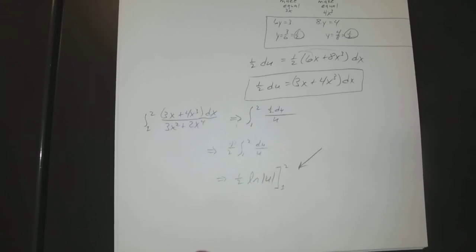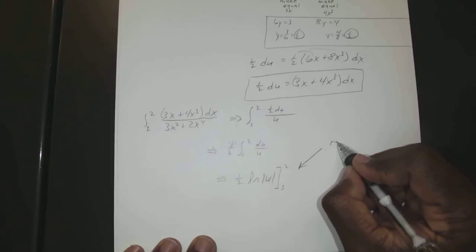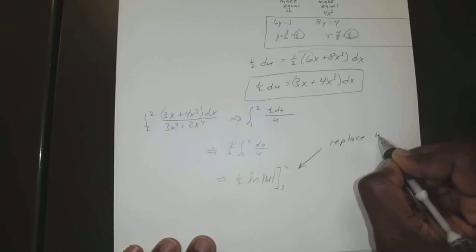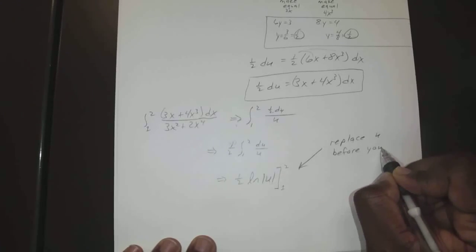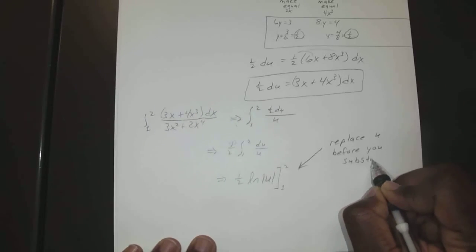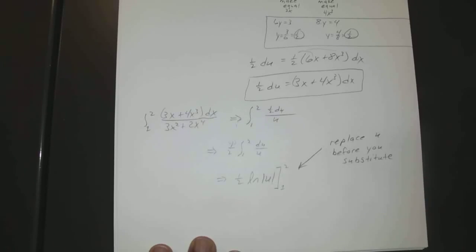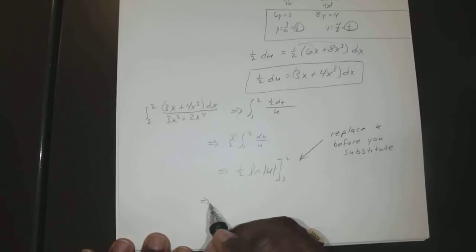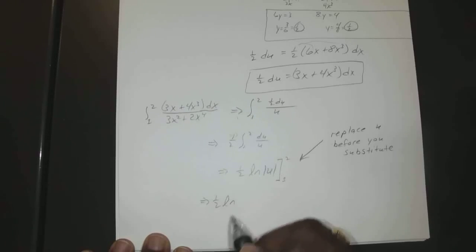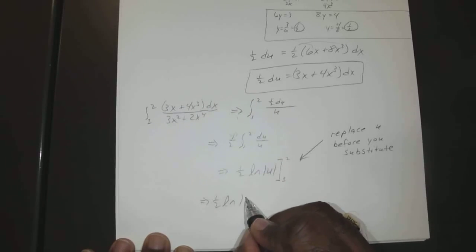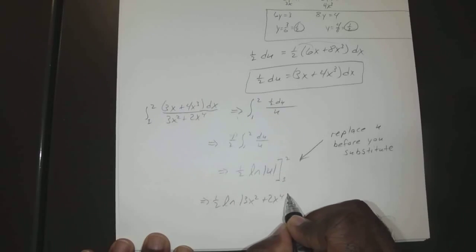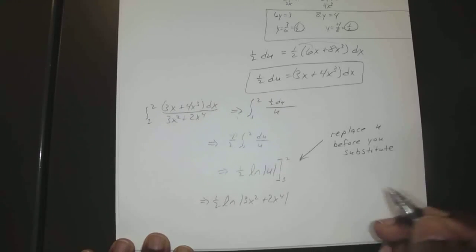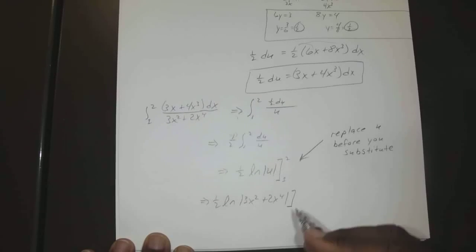So by now you should know what's going there. Replace u before you substitute. Okay, so that will become 1/2 times the natural log of 3x squared plus 2x to the fourth from 1 to 2.